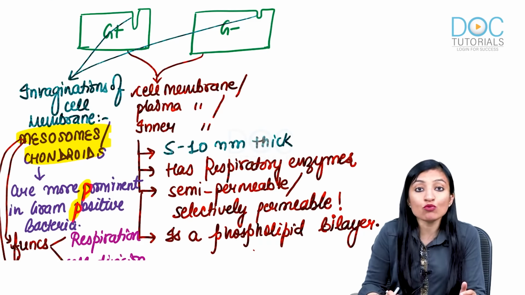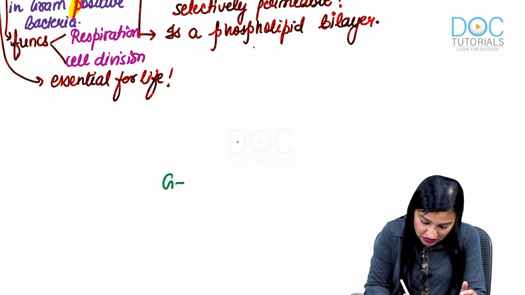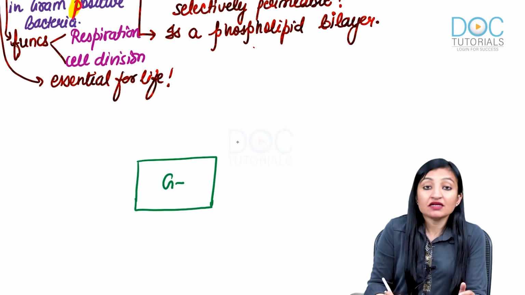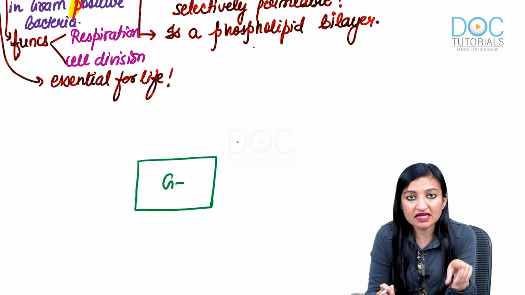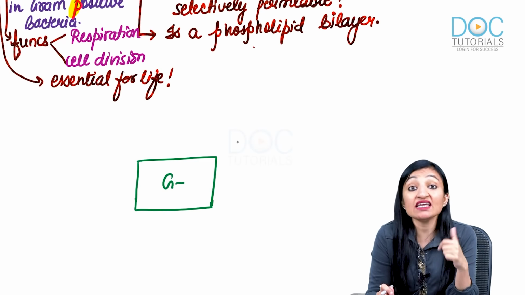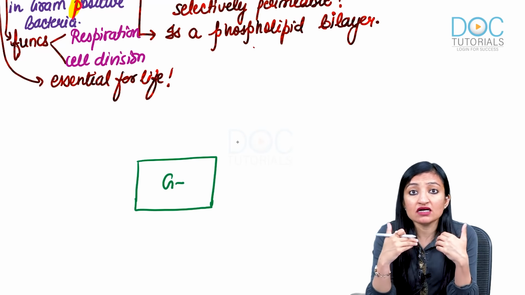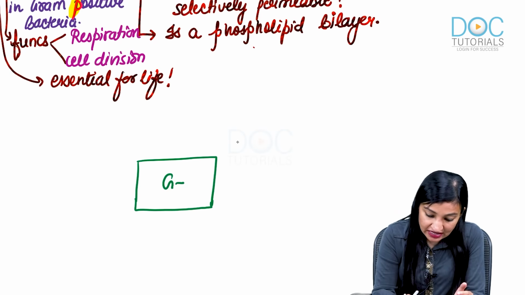Let me give a little more attention to G minus bacteria. Okay, so this is a G minus bacterium. Now, the innermost layer surrounding the cytoplasm is nothing but the cell membrane or the plasma membrane, also known as the inner membrane. So, if there is something known as the inner membrane, there should be something called the outer membrane also. And yes, it does exist.